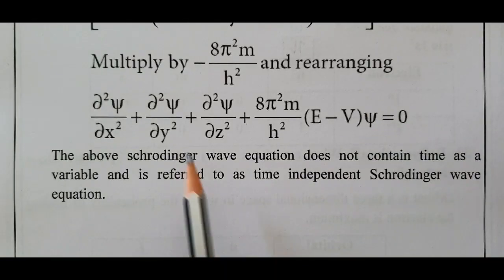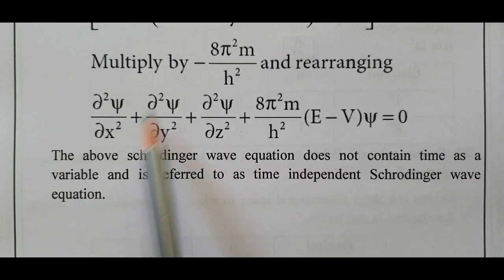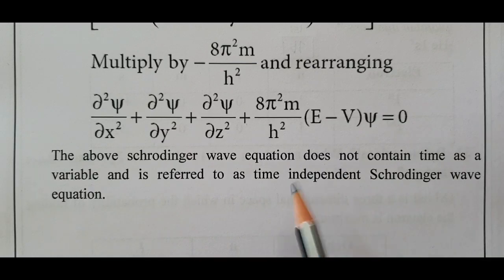The above Schrodinger wave equation does not contain time as a variable and is referred to as the time independent Schrodinger wave equation. So, in this video we have discussed question number 26 to question number 33. In the incoming video, we continue these important questions from Unit 2.